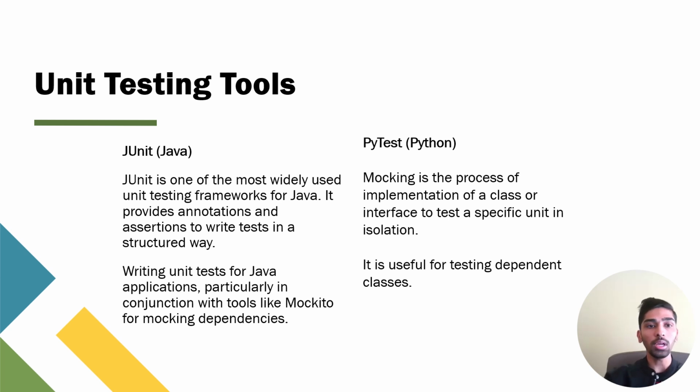Let's talk about JUnit in Java. JUnit is one of the most widely used unit testing frameworks for Java. It provides annotations and assertions to write tests in a structured way. Now everyone is thinking, what are the key features of JUnit in Java? It supports both unit tests and integration testing. Annotations like @Test, @Before, and @After help manage test setup and execution.